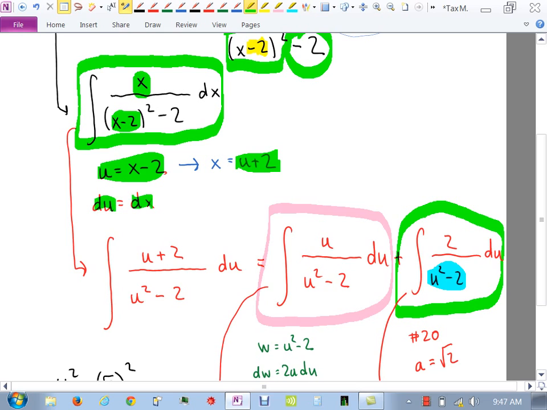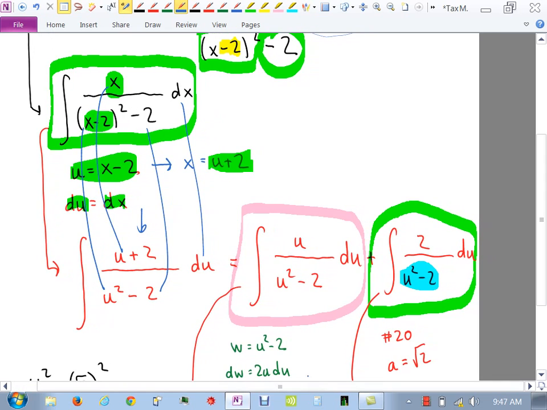And then du is dx. So when I rewrite the integral, I get this. The x is here, this is u, and then here's our minus 2. And then du, of course, is dx. Now this integral right here, I can split into 2.